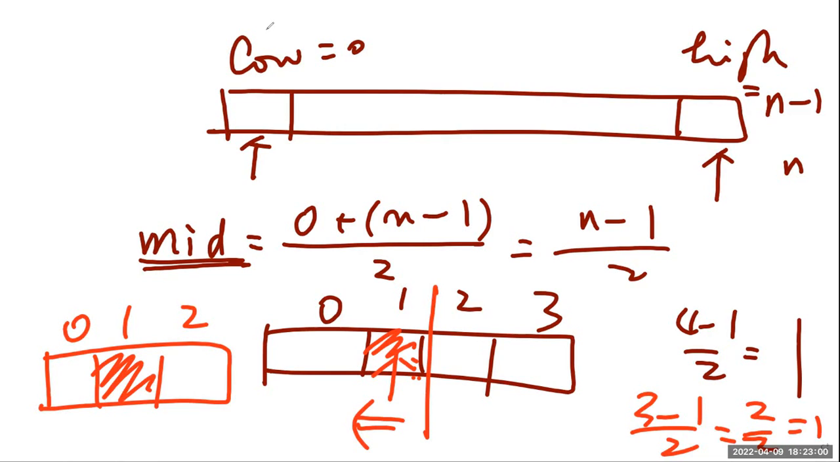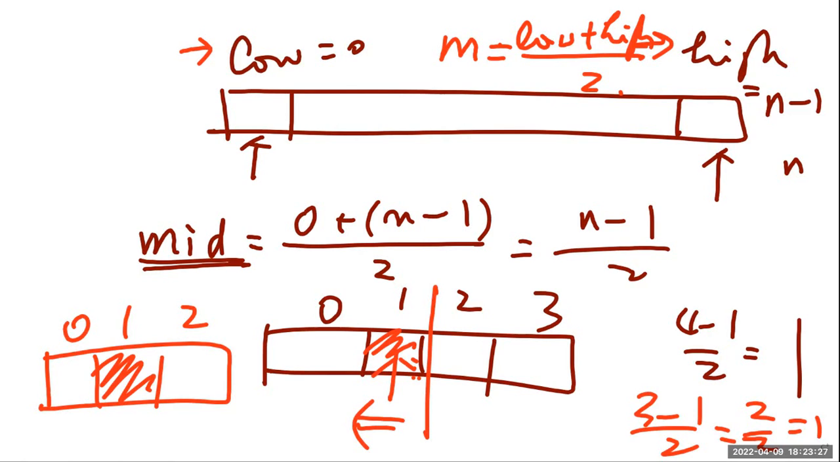If you use the low and high system, your mid value is half of low plus high. Is that okay so far? Any question?